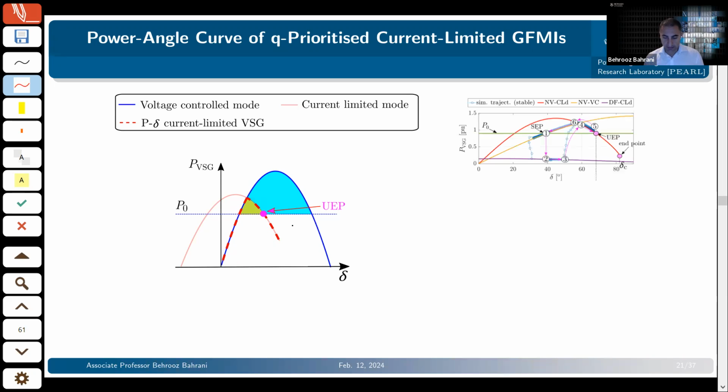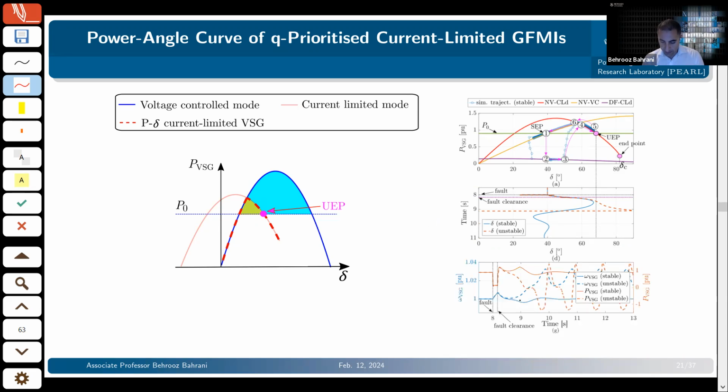Here is a case study that we've done, and it is probably easier to see in the time domain. This is time versus delta. This is power versus delta. This is time versus delta, but this is probably easier to see. This is the omega, or frequency, of our inverter versus time. At this point in time, exactly, the fault has been cleared.